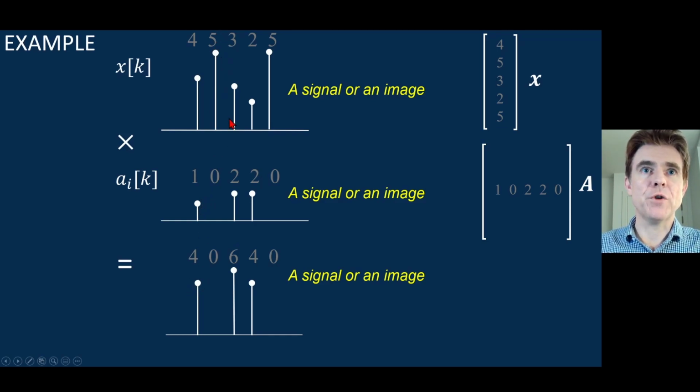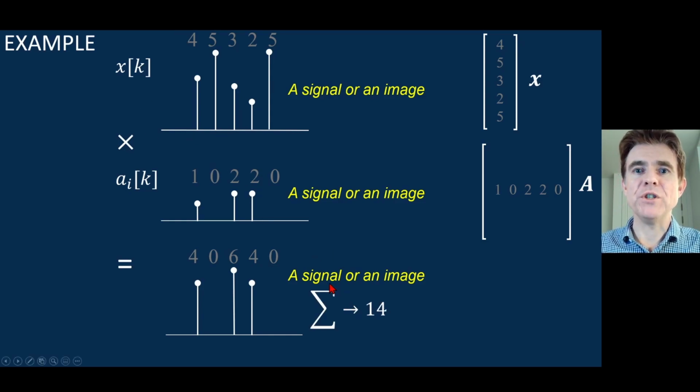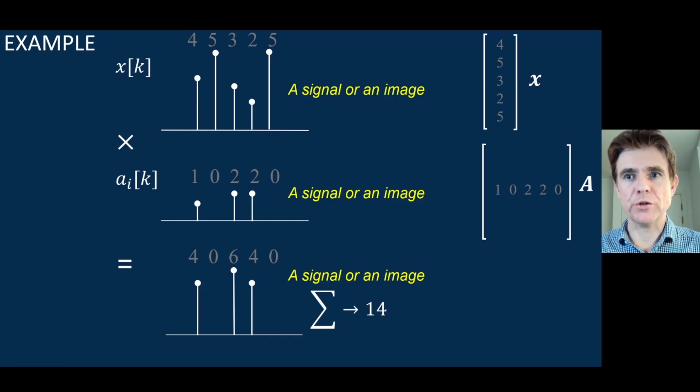Do it for the second one, so 5 times 0 is 0, 3 times 2 is 6, 2 times 2 is 4, and so on. So this is just a point-by-point multiplication of one set of points with another set of points. And then, to finish off the scalar product, we need to sum them all together to get some output value, which here is simply going to be a value of 14. So that's why it's a scalar product.